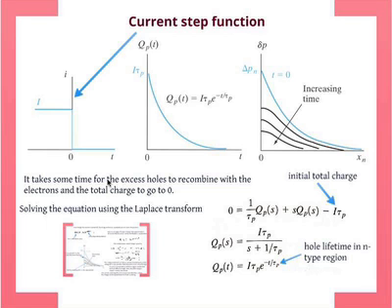It takes some time for the excess holes to recombine with the electrons and the total charge to go to 0. That's the physics. So we know that the carrier distribution, in a P plus N junction, looks like an exponential decay in space. At an instant of time, look at this blue curve. That's t equals 0. That's what the excess holes on the N-type look like at that instant of time.